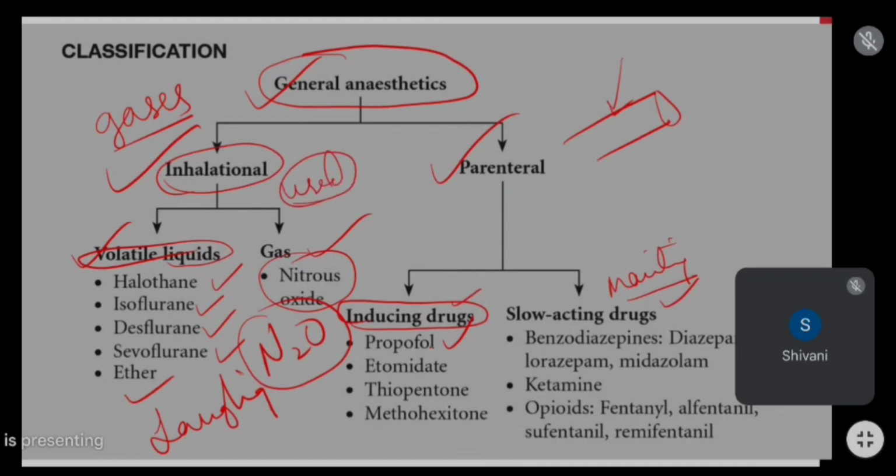So in inducing drugs we have propofol, etomidate, thiopentone, methohexitone. And in slow acting drugs we have benzodiazepines, diazepam, lorazepam, midazolam, ketamine, and a few opiates also. All these are slow acting drugs and maintaining drugs. So these are the different drugs which are used as general anesthetics. I think this classification is clear to you.